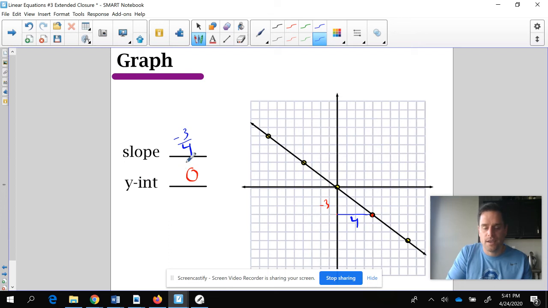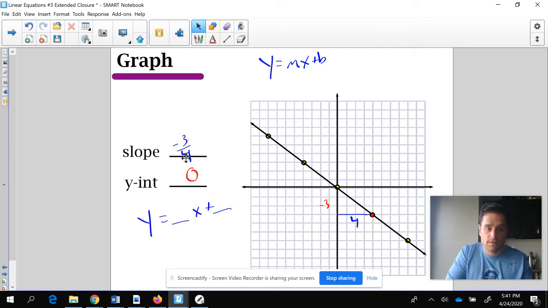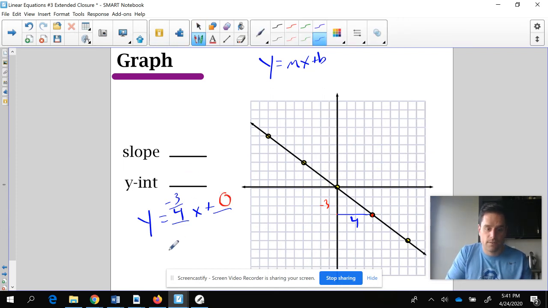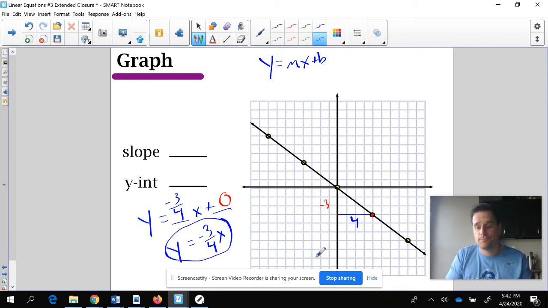So again, when you have these two pieces of information, when you have the slope and when you have the y-intercept, guess what? You can do the equation. Y equals mx plus b. Plug in y equals something here, x plus something. The slope goes here, the y-intercept goes here, and that's it. You don't have to put that plus 0. This is probably the better version of it. Y equals -3/4x. That's it. That gives you your equation.